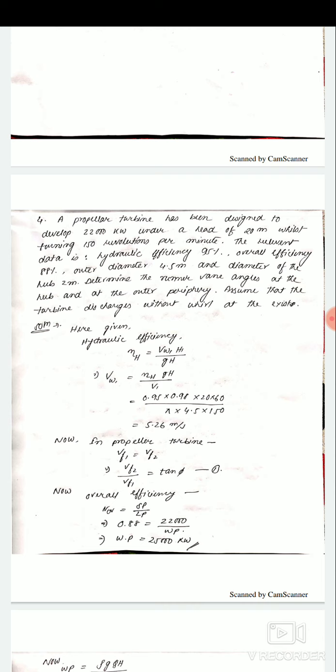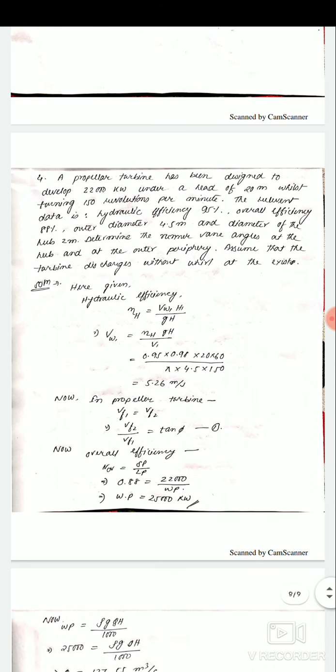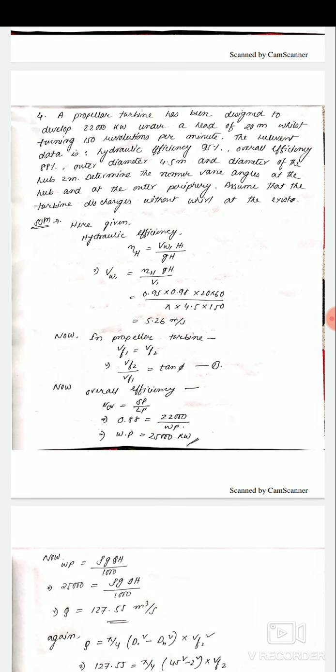So simply, for a propeller turbine, we know the hydraulic efficiency. For hydraulic efficiency, we know the formula: eta is equal to Vw1 u1 divided by g H, the head. So the velocity, by putting in all the values, is coming out as 5.26 meter per second. And again, we know that in a propeller turbine the flow rate at inlet and outlet is the same, so flow rate 1 is equal to flow rate 2. So tan phi equals Vf2 by Vf1, as it is a propeller turbine.